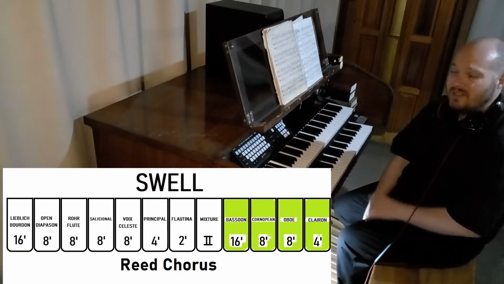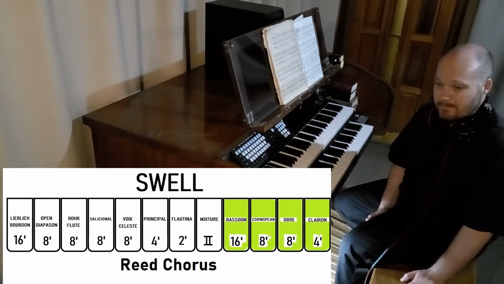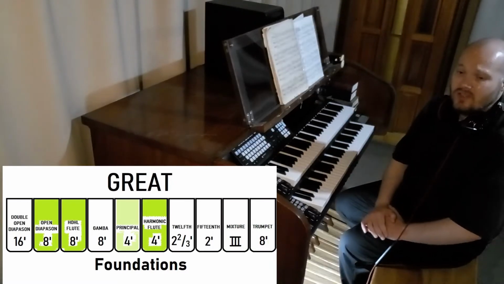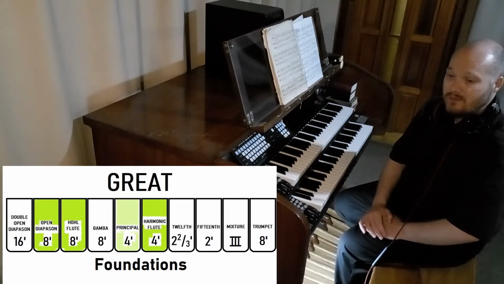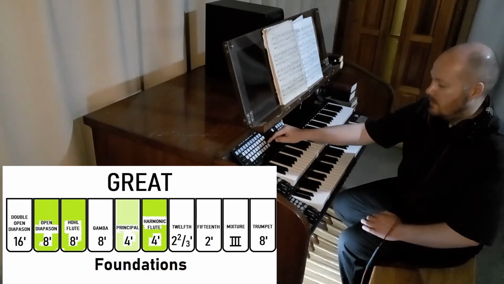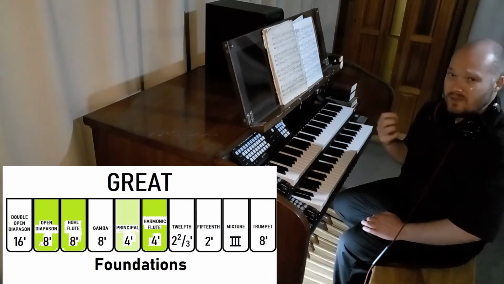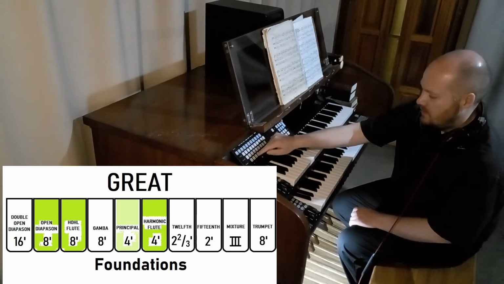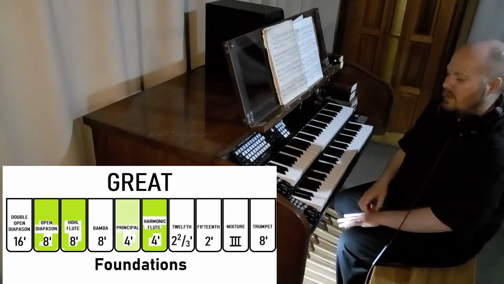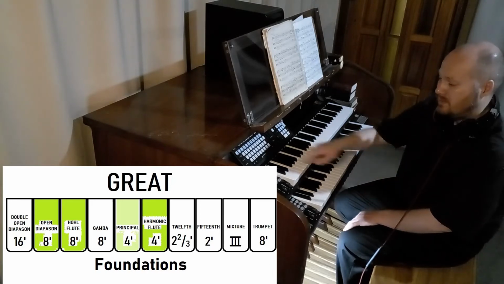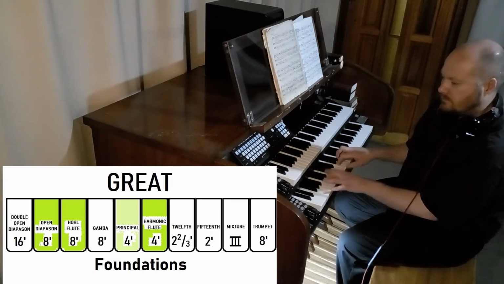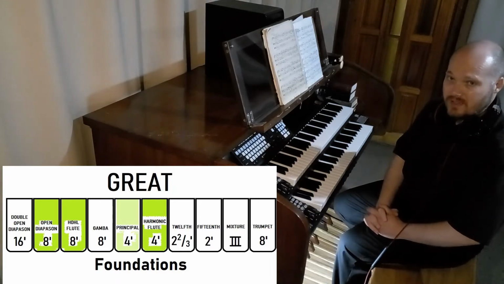On larger organs you will find a reed chorus on all the manuals, as well as the pedals, which might include the 32-foot reed. Foundations are usually your principals and flutes of 8 and 4 foot stops. Sometimes the 4 foot principal is omitted. We can add the foundations of the swell. The gemshorn is also a foundation stop. A very nice warm sound the foundations are.